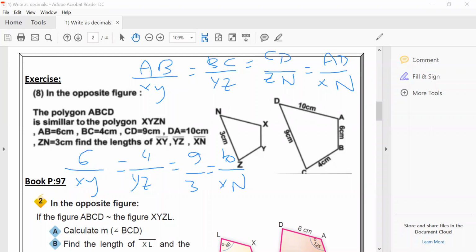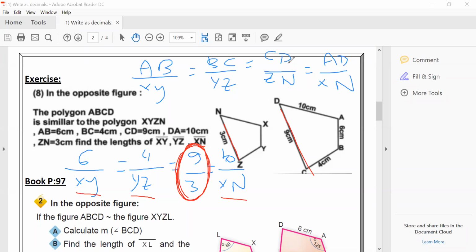Here you must find one of the proportional sides. Both of them are numbers. Because if you don't find this, you will not be able to find the other sides. So one of the sides in the two polygons must be given. One of the 4 sides must be given in the 2 polygons. Why? In order to use it to get the rest.